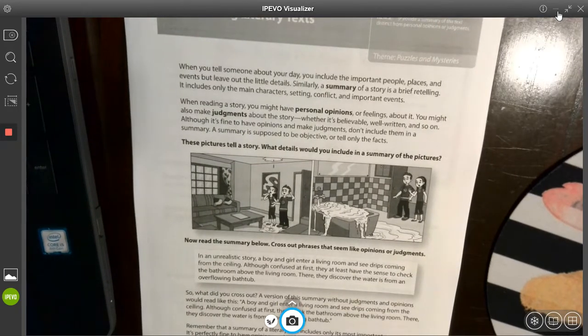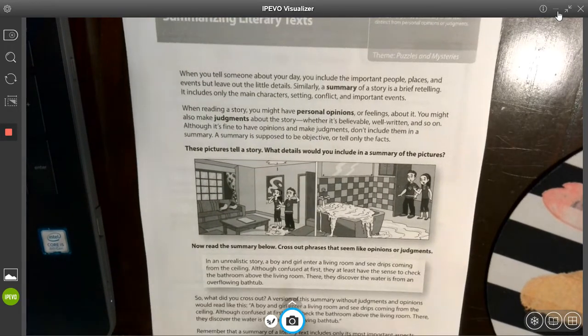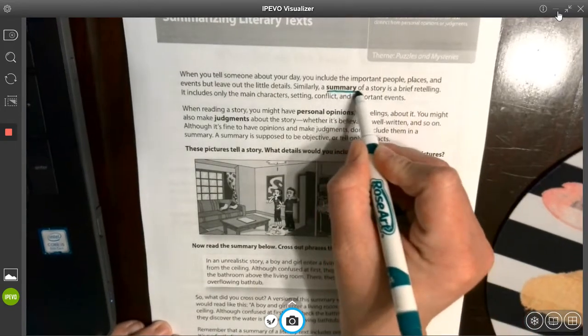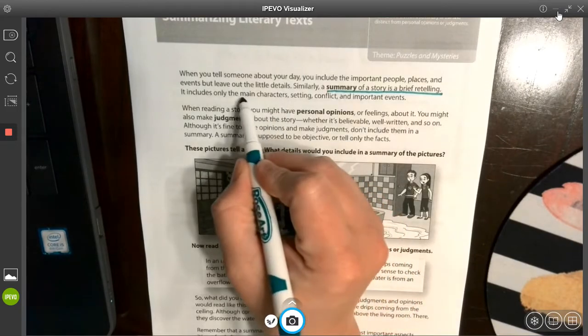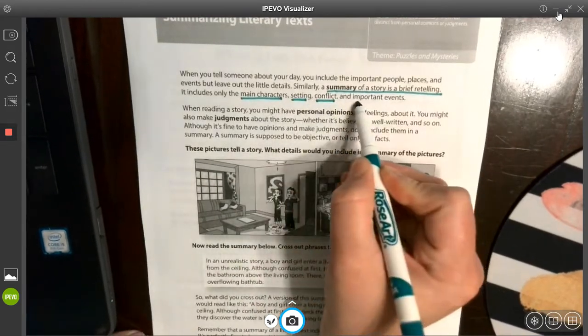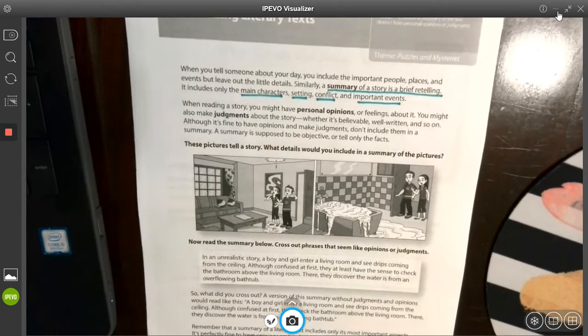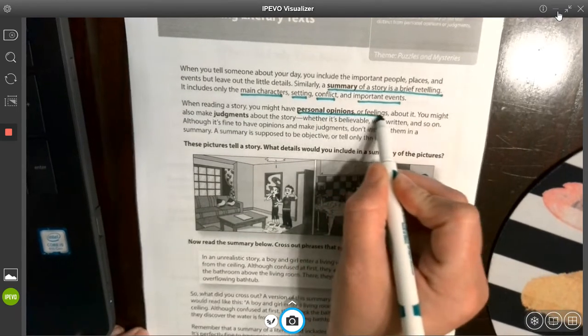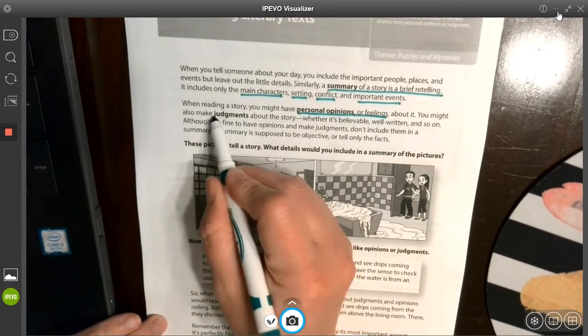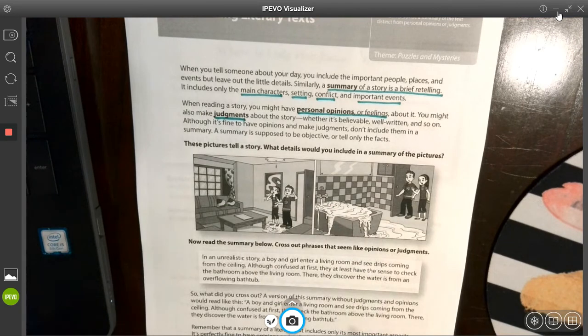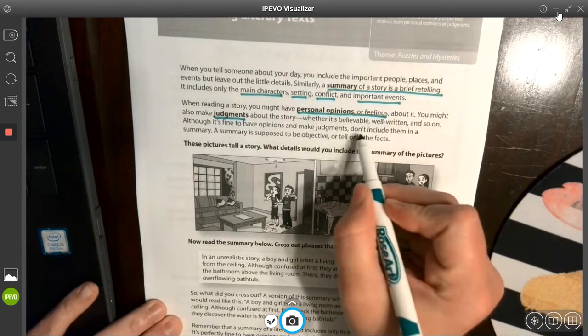Similarly, a summary is a brief retelling. It includes only the main characters, setting, conflict, and important events. When reading a story, you might have personal opinions, those are feelings about it. You might also make judgments about the story, whether it's believable, well written, and so on. Although it's fine to have opinions and make judgments, don't include them in a summary.